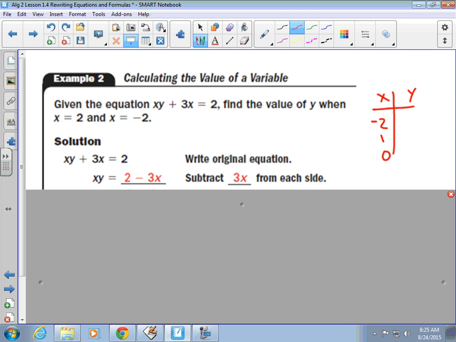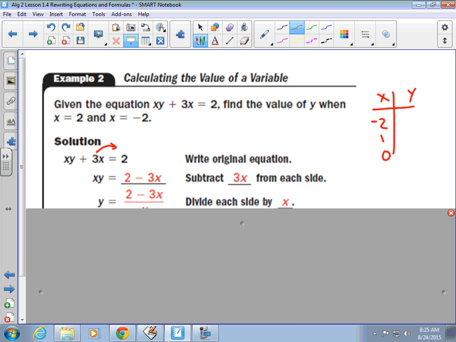So all we're going to do is rework the entire equation, then plug the two values in. So move over the plus 3x, and that's why it says to subtract 3x from each side. When you do that, it cancels it out on the left and just leaves you with xy equals 2 minus 3x. The next one, you want to get y by itself. So if you just look at the left side, it's x times y. So you have to divide by x.